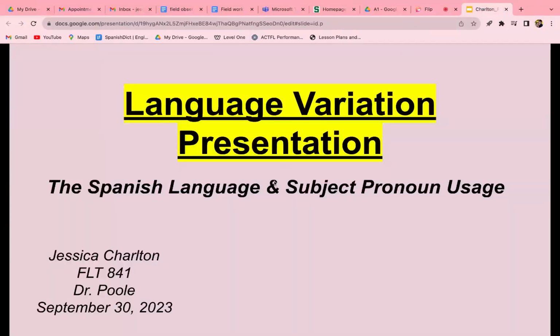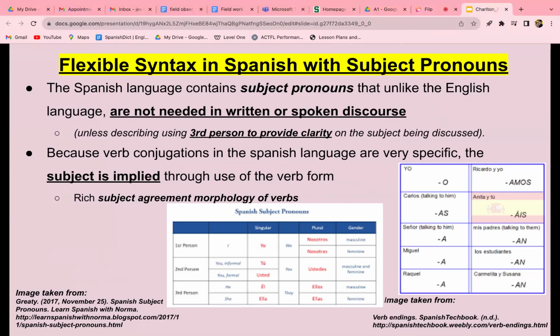Related to subject pronoun usage. Before getting into the topic in depth, I wanted to give a little bit of background for those of you who may not know or teach the Spanish language.